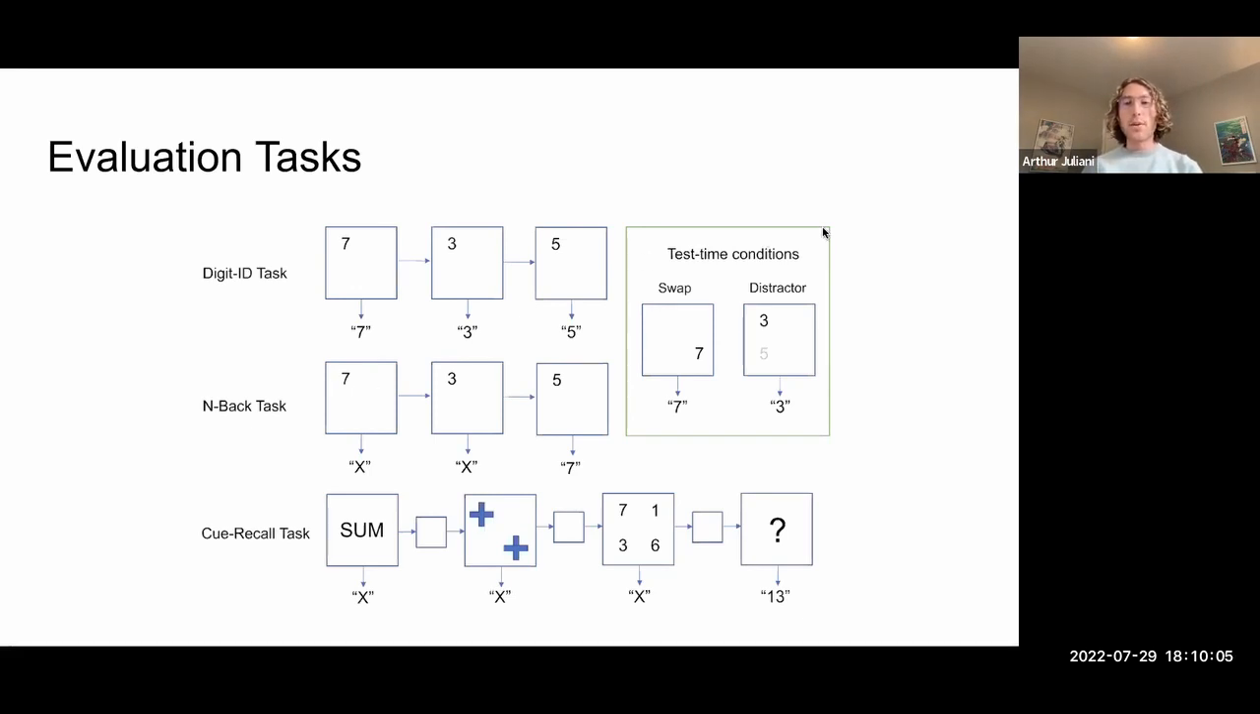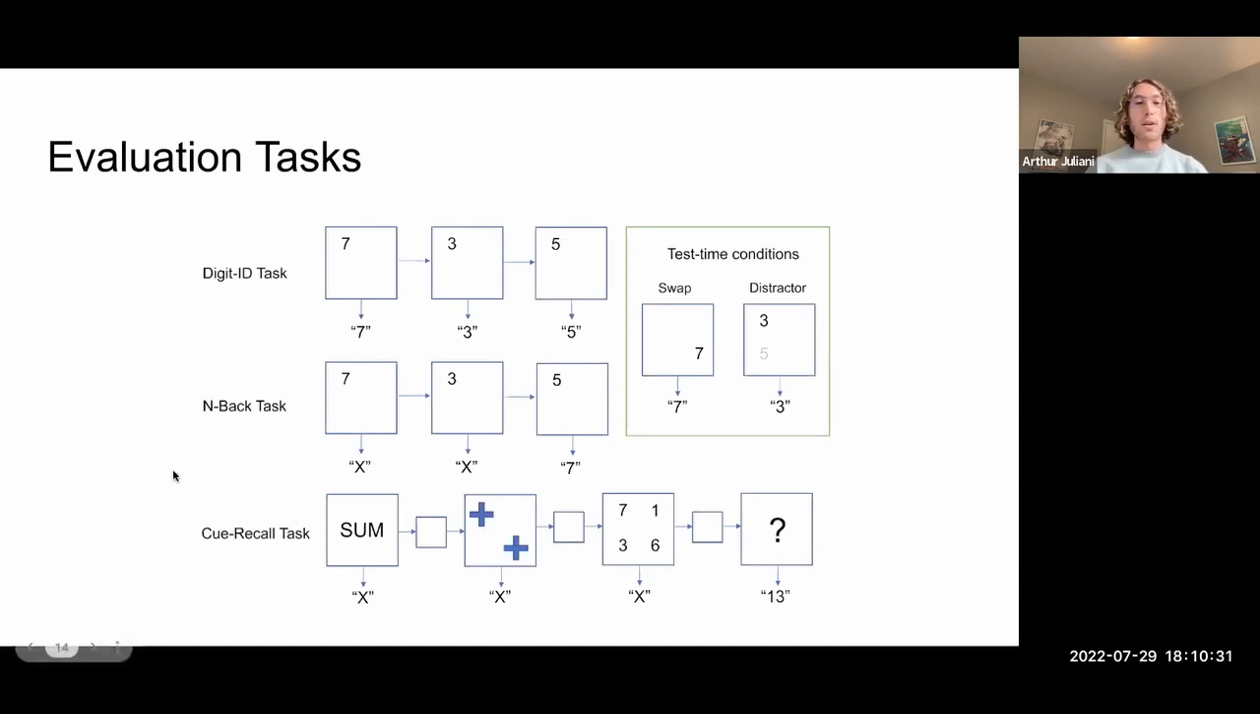For the test time evaluation, we have 2 separate test conditions, one in which the location of the digit that's presented at each time step is swapped to a different quadrant, and another condition in which an additional distractor digit is presented in a novel quadrant.